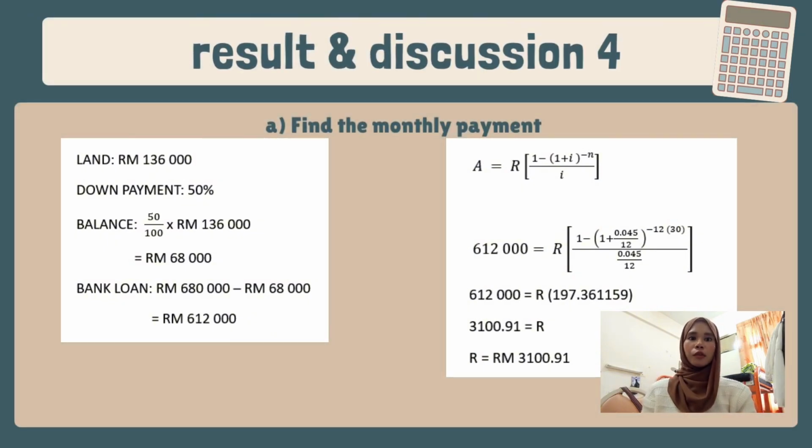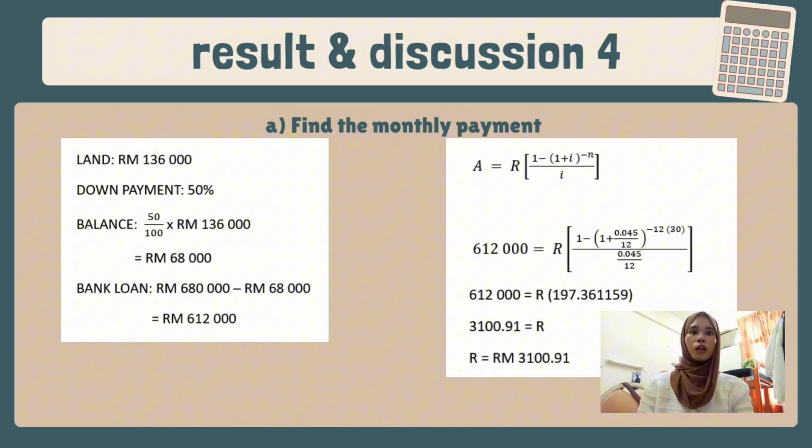We need to extract the information in the question, namely the land and the down payment. Land is 136,000 and the down payment is 50%. We need to find the balance first. So 50 per 100 multiplied by 136,000, the answer is 68,000 ringgit. Next we need to find the bank loan. 680,000 minus 68,000, so the answer is 612,000 ringgit.